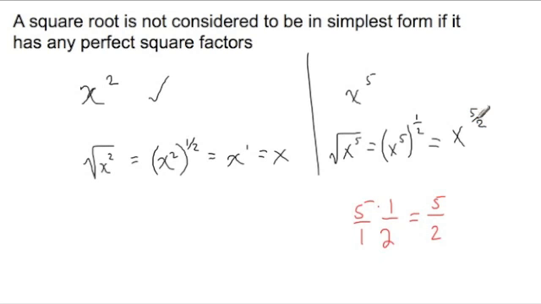Notice that my exponent is not an integer. It's a fraction that can't be written as an integer. So x to the 5th power is not a perfect square. Let's explore some other possibilities.